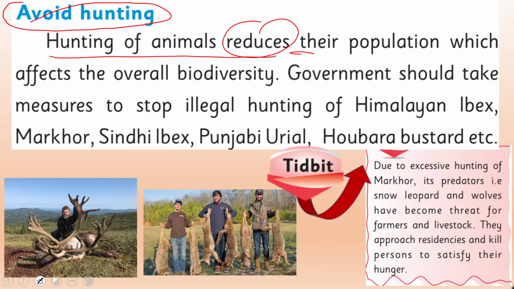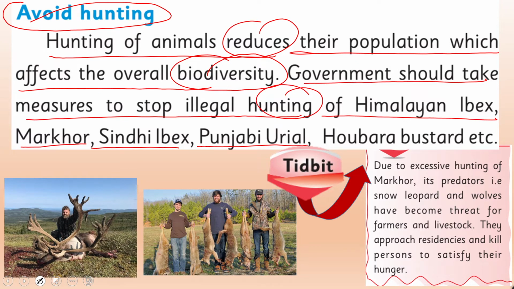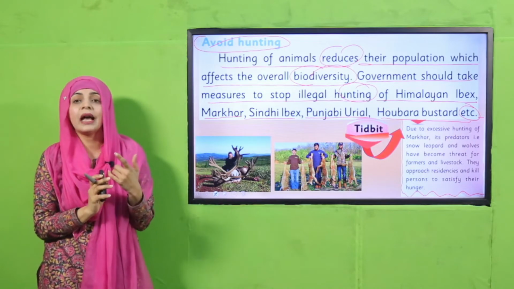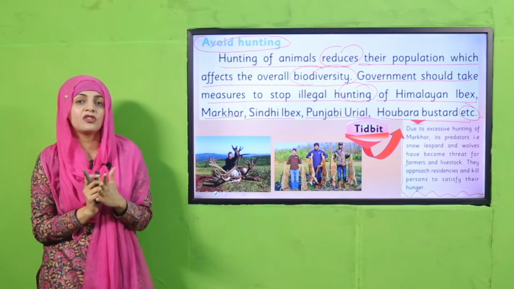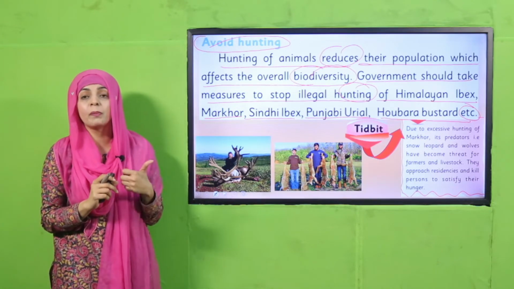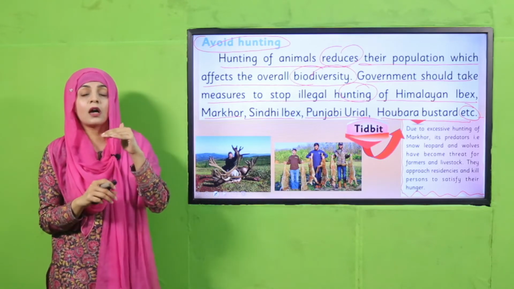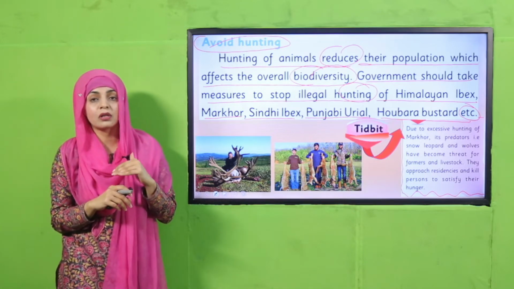Hunting of animals reduces their population, which affects the overall biodiversity. Government should take measures to stop illegal hunting of Himalayan ibex, markhor, Sindhi ibex, Punjabi urial, and houbara bustard, etc. So my dear students, hunting की वजह से बहुत सारे animals की life endangered है. So government को ऐसे rules बनाने चाहिए जिससे illegal hunting को avoid किया जा सके, और जो endangered animals हैं उनके ऊपर भी law होना चाहिए कि उन animals को hunt ना किया जाए जिनका count already danger में है या जो बहुत कम रह गए हैं.